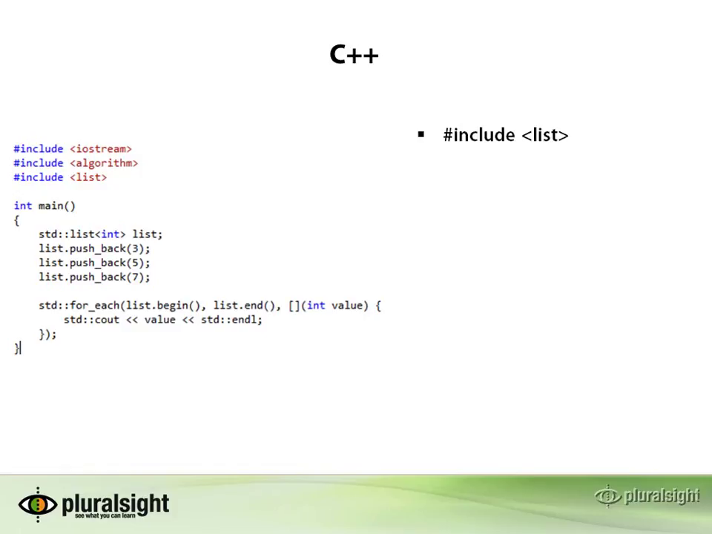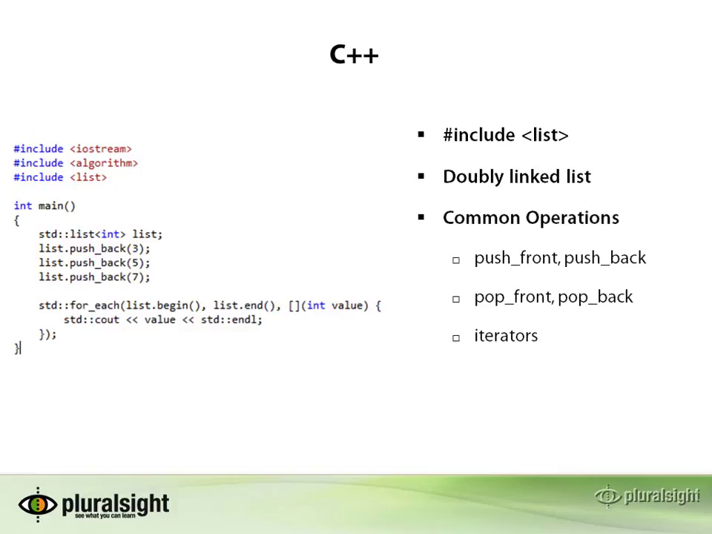So to use this class, you include list. It is a doubly linked list, just like the .NET Framework. And it has common operations to push and pop from the front and back of the list, and to iterate over all the values. Now it has some operations that are quite a bit different than the .NET Framework. So if you're interested in seeing different types of operations you might want, check out the documentation for the C++ standard list class, and I'll show you a link to that in just a moment.